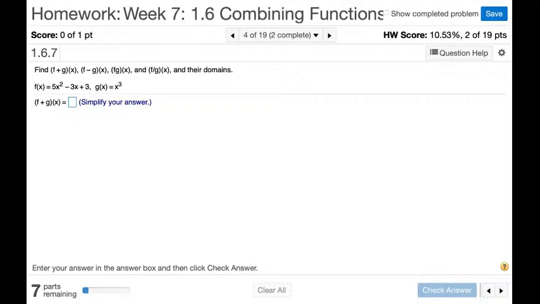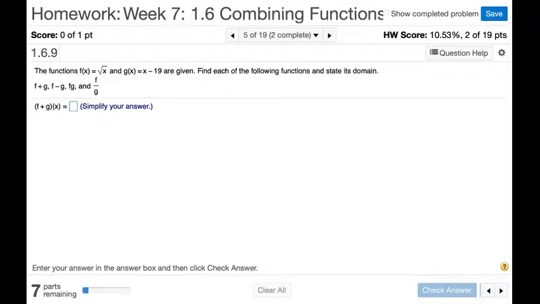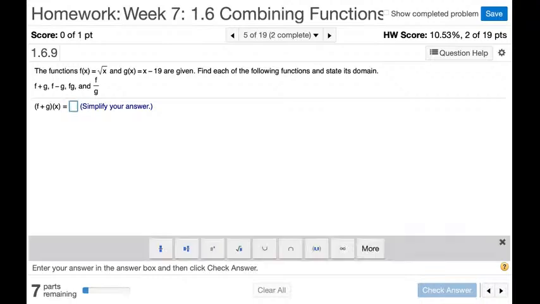This one's similar to the one we just did. I'm going to do the next one. Let's do this one because the domain's a little bit more interesting here. If we add these together, no like terms, so we just kind of keep them separate. So I'm going to say x minus 19 plus f, so that's going to be the square root of x.